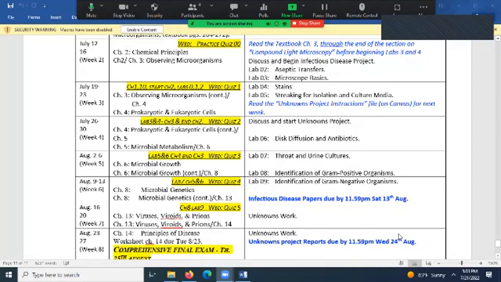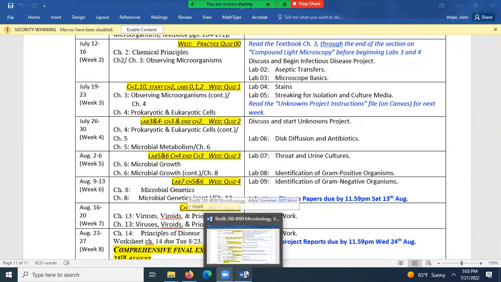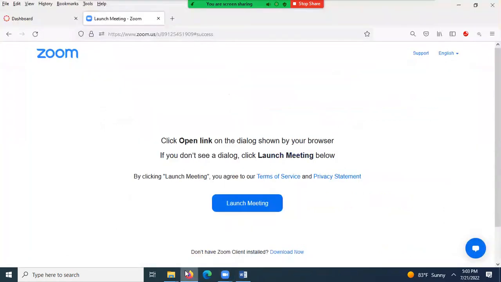Today is July 21st, and we should be finishing chapter 3 and beginning chapter 4, prokaryotic and eukaryotic cells. I think we started chapter 4 last time. There will be a lab today at the normal time for the labs. Let's go to chapter 4.